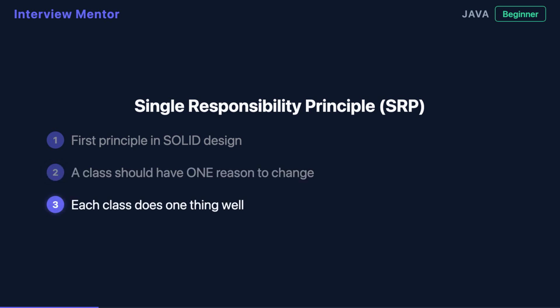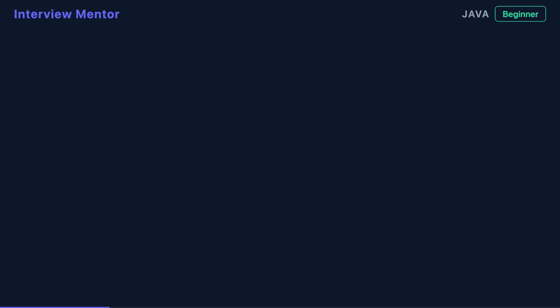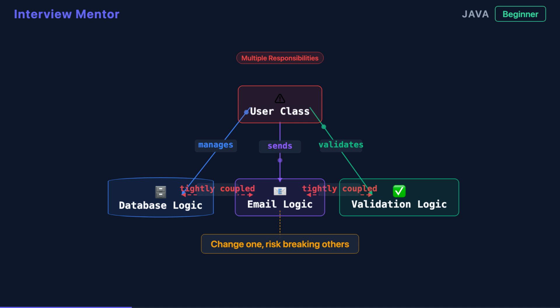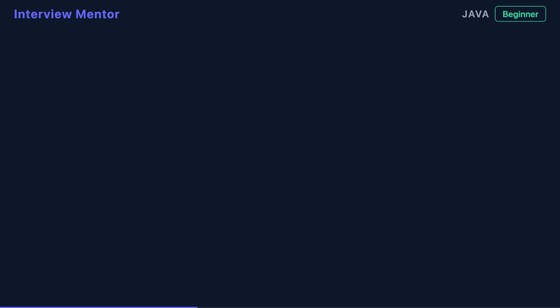In other words, each class should do one thing and do it well. When a class has multiple reasons to change, it means it's juggling multiple responsibilities. This creates tightly coupled code where different concerns get tangled together. Imagine a user class that handles both database persistence and email notifications. Now, every time you change how emails work, you risk breaking database logic and vice versa.